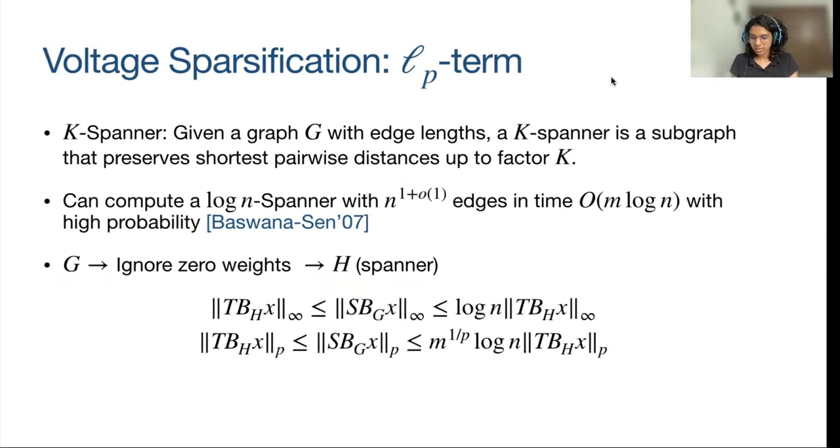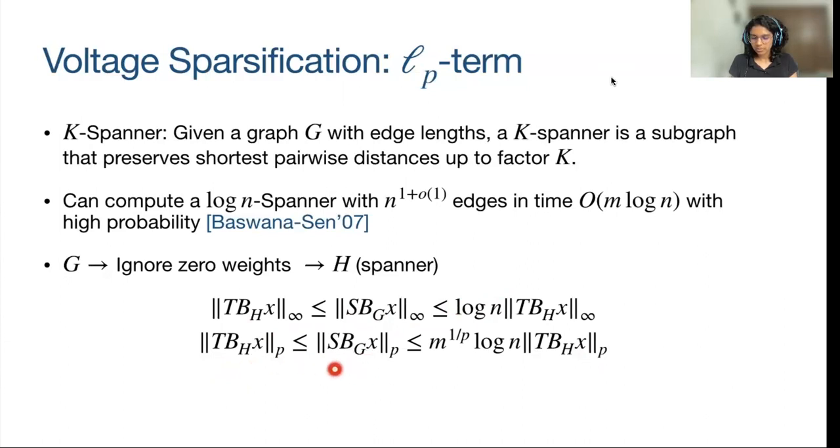And with this, for this new graph H, we consider the weights T to just be the original weights S restricted to the subgraph. And we can show an infinity bound. We can show that in infinity norm, these objectives are actually upper and lower bounded up to a log n factor. Now, in order to get what we want, an LP bound.